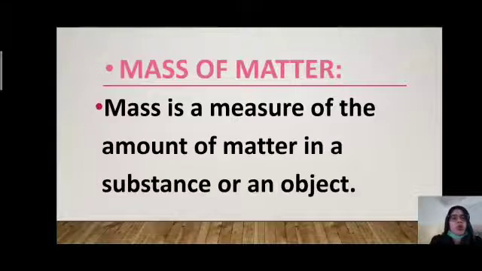Now moving on to the mass of matter. What is the meaning of mass? Mass is a measure of the amount of matter in a substance or an object. If I talk about any object or substance, that substance has a certain number of kg of mass, because mass is expressed in kg. The full form of kg is kilogram. The unit of mass is the kilogram.